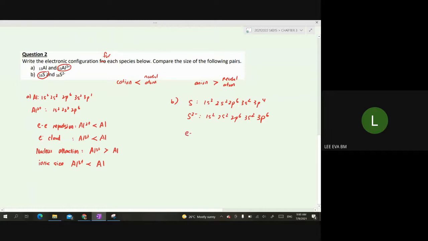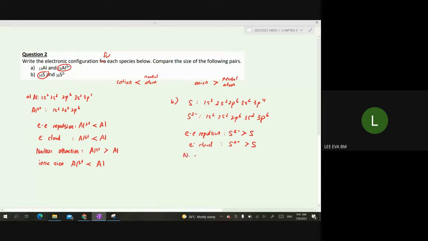Now the electron repulsion for our S2- is bigger or smaller than S? Bigger. Okay, so we can do the comparison this way, using the bigger than or smaller than symbol. The electron cloud for S2-, because repulsion is bigger, will expand and become bigger compared to the parent atom.